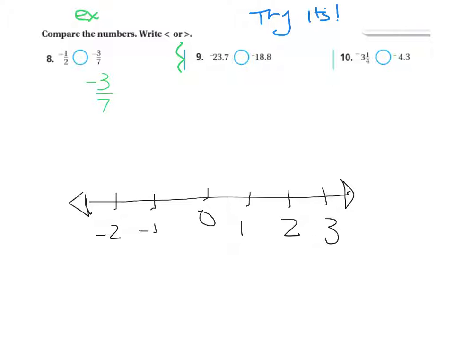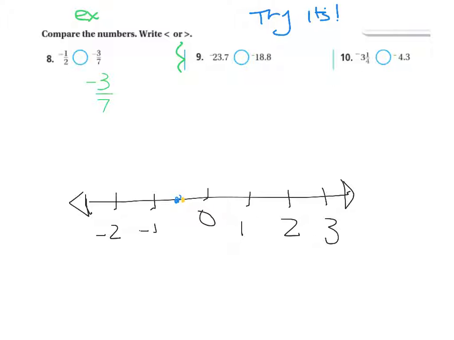I'm thinking, where would that go? I'll go right. -1/2 would be right here. And -3/7 would actually be, because -3.57 would be the -1/2. So it would be right here. Is that right? And -3/7 is normally smaller, so it would be bigger.